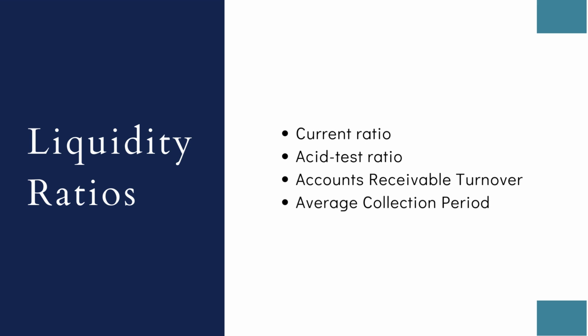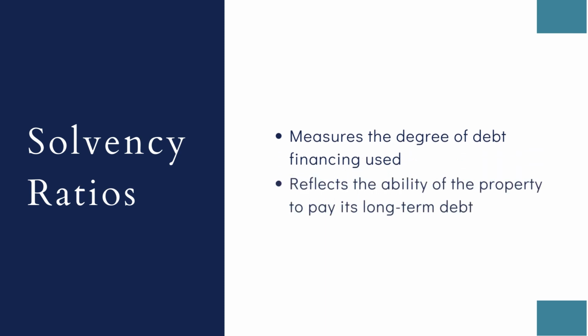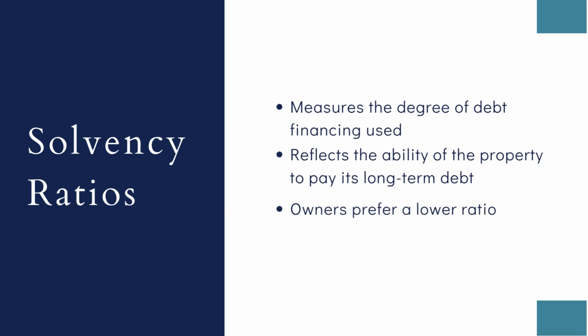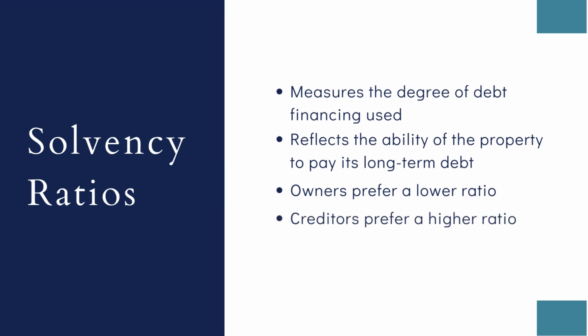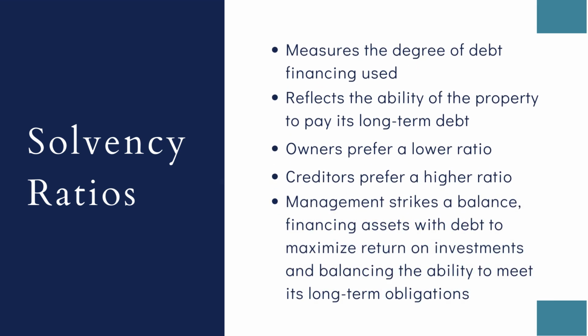Moving to the second category, solvency ratios, we assess the extent of debt financing that the property has employed to acquire assets or finance the business. These ratios offer insights into the property's ability to service long-term debt. Owners perceive solvency ratios as indicators of financial leverage, often favoring lower ratios to magnify the return on equity through judicious use of debt. On the other hand, creditors prefer higher solvency ratios, which act as a safety net against potential operating losses. Management faces the delicate task of balancing owner interests in boosting returns with creditor concerns about meeting long-term commitments.